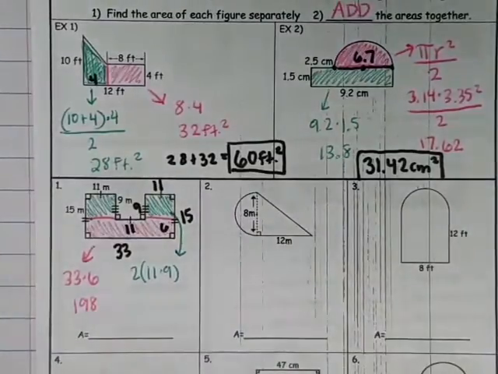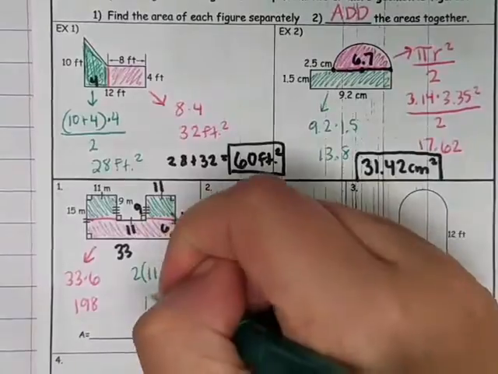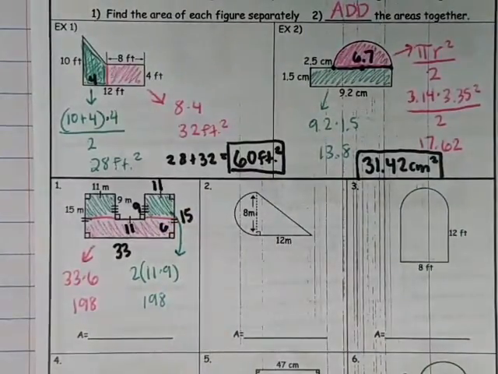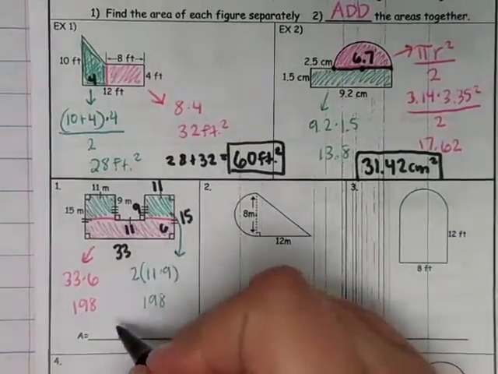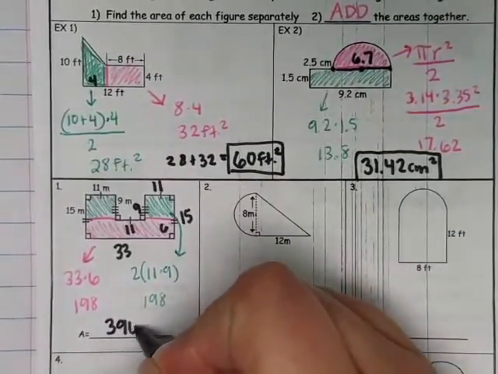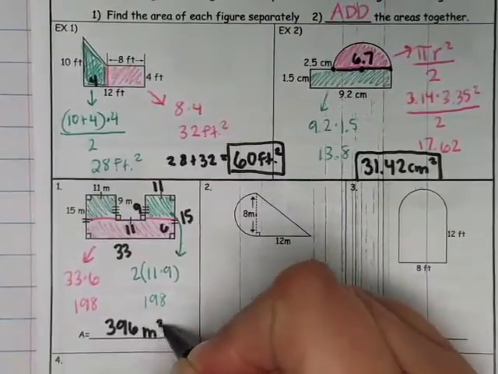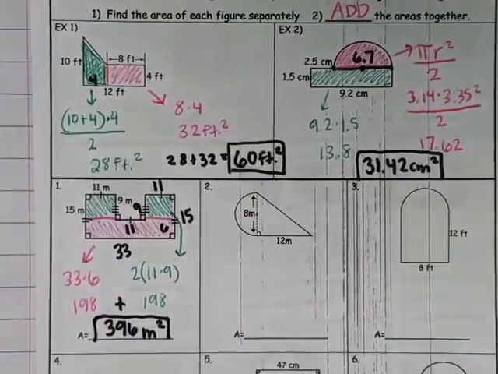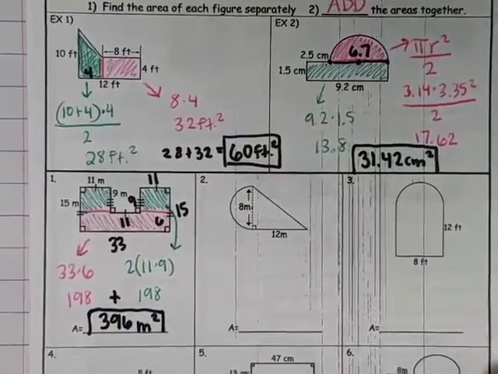And then 11 times 9 times 2 gives me 198. And then I can add those 2 together, and I get 396 meters squared. Okay. All right. Moving on, I feel like we're doing okay.